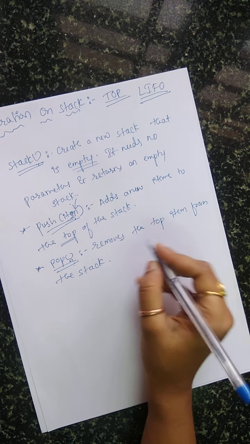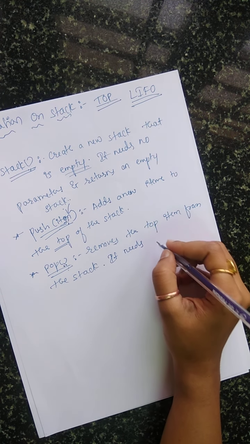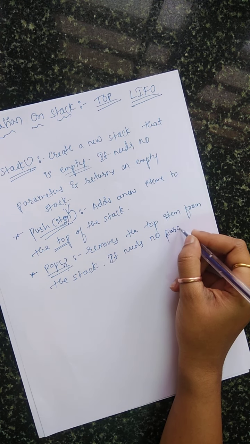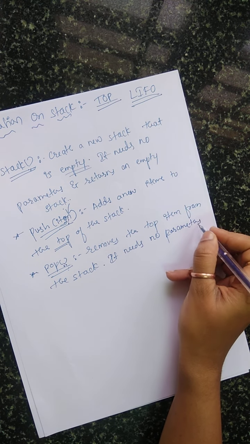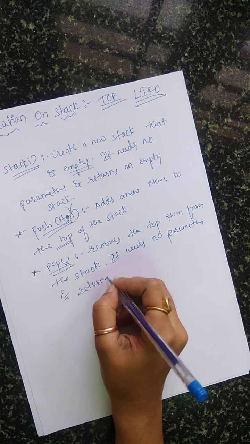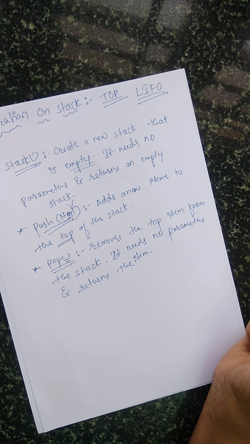Then I'll write that point also. You may get a 1 mark question for knowledge based question. Then, it needs no parameters and returns the item. The item you want to add, that item will be deleted.